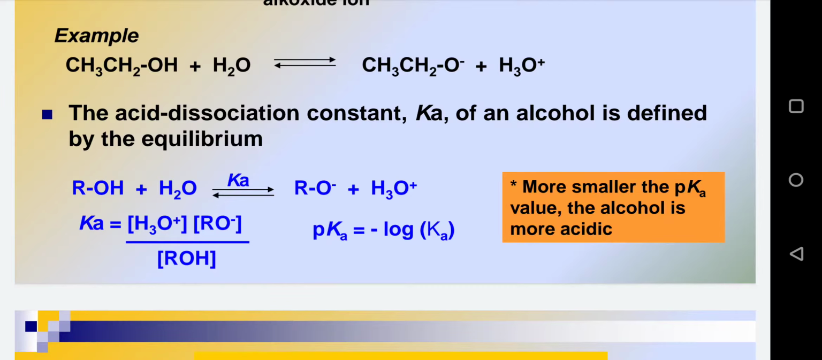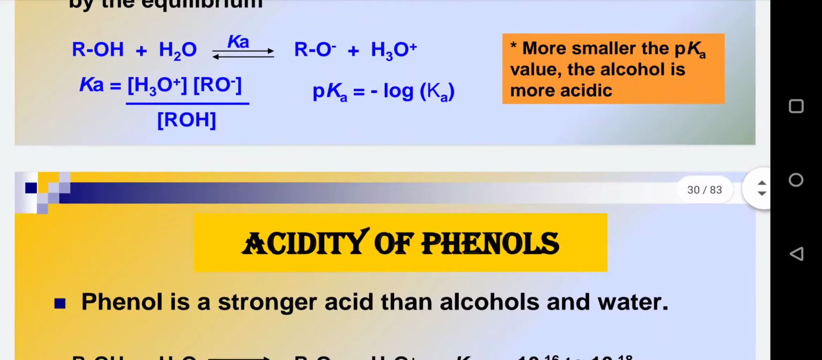And we all know that as the Ka value increases, the acidic character of a particular alcohol increases, and the reverse is true for the pKa value. So you can see in this orange box there is a statement mentioned here: the smaller the pKa value, the more acidic the alcohol is, because of the larger value of Ka.